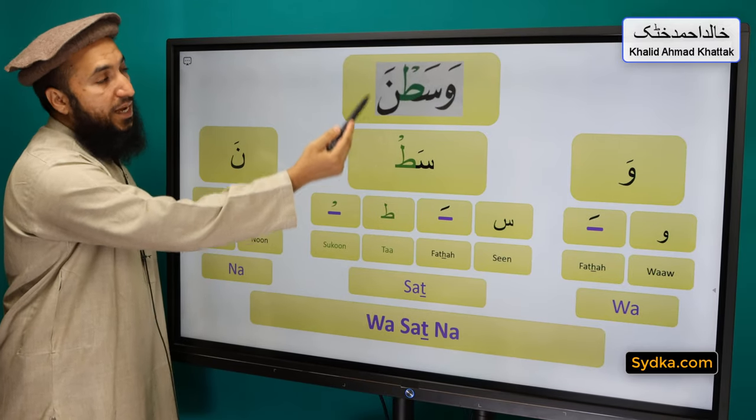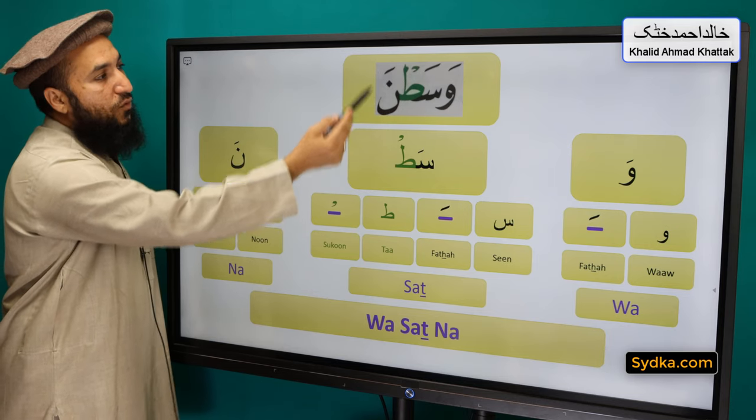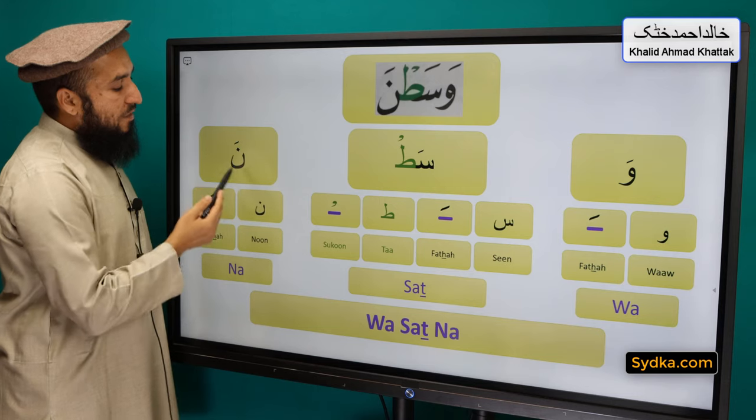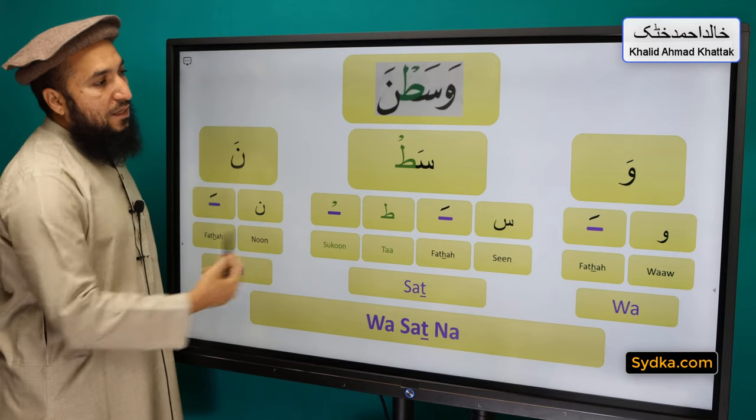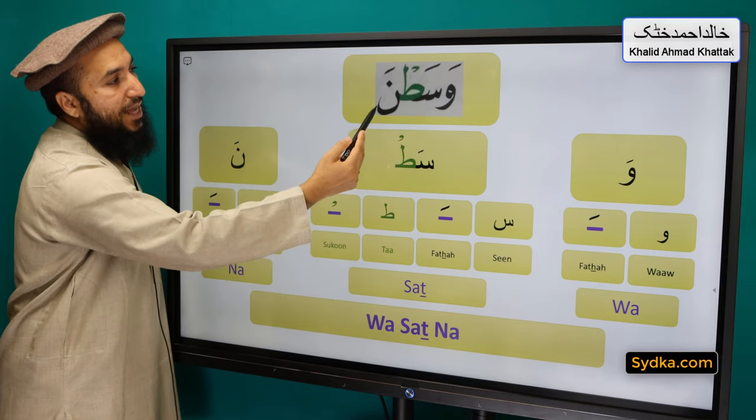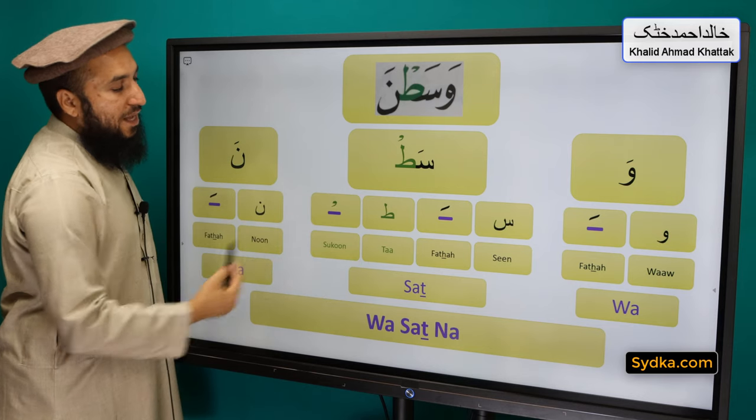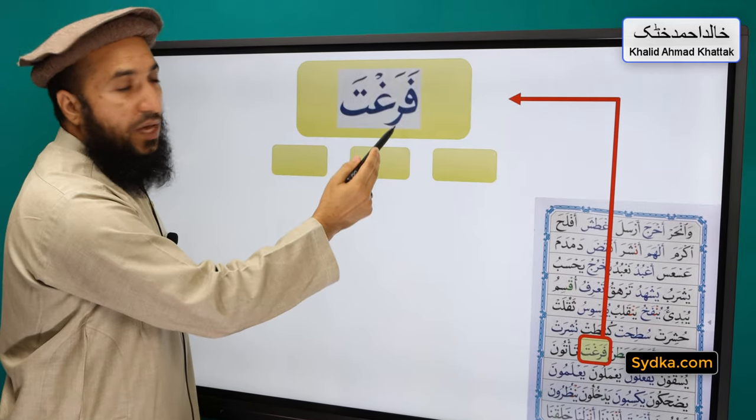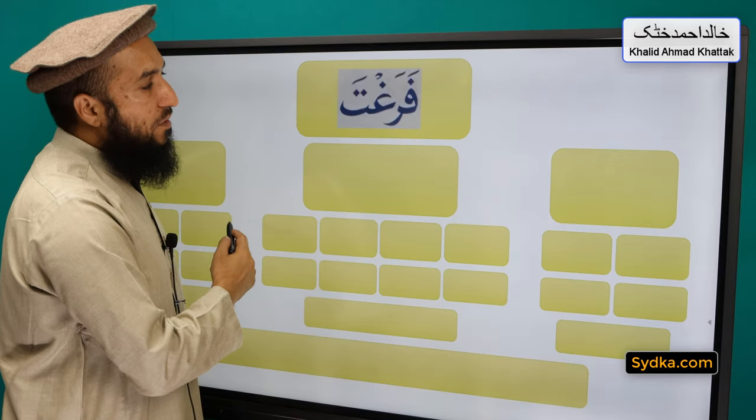The next syllable we have is noon fatha na. Noon is a light letter, it has fatha on top of it, and it is prolonged for one count. Noon fatha na. Combining all three syllables together, we have wasatuna.